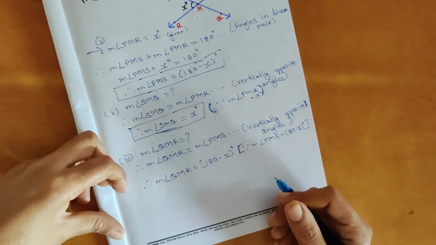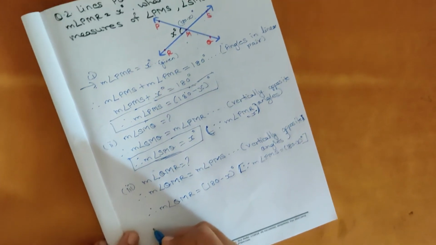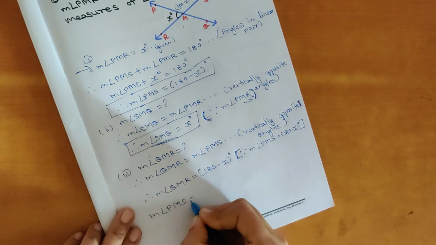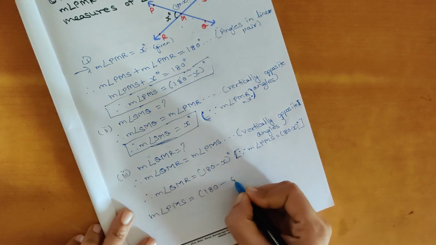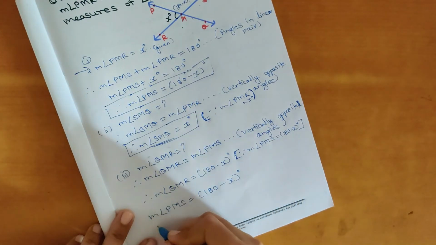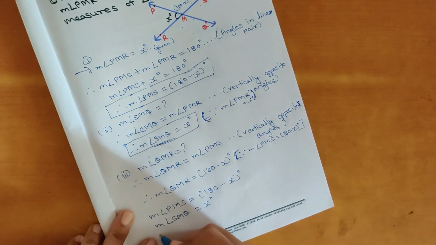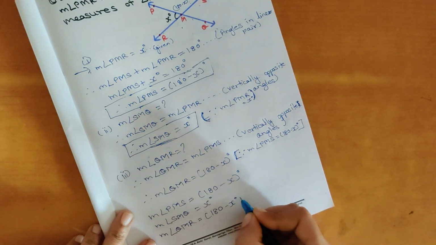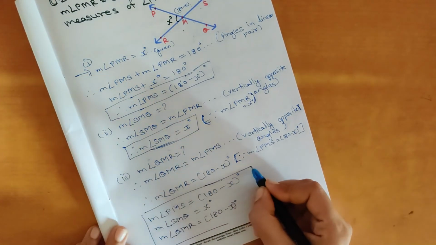Okay, so we got all the answers. So we can write in the final what was asked. Measure of angle PMS, we got 180 minus x degrees. Then measure of angle SMQ, we got x degrees. Again measure of angle QMR is 180 minus x degrees. Okay, so we got the final answer here.